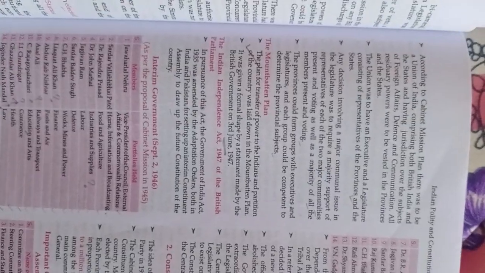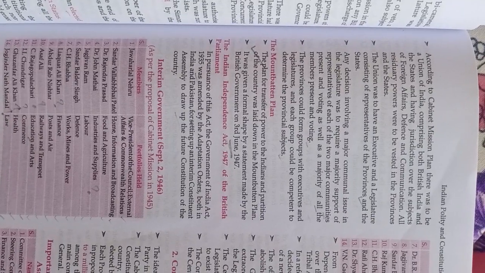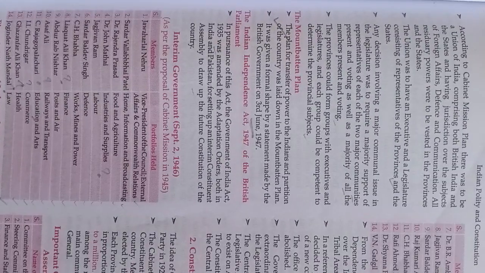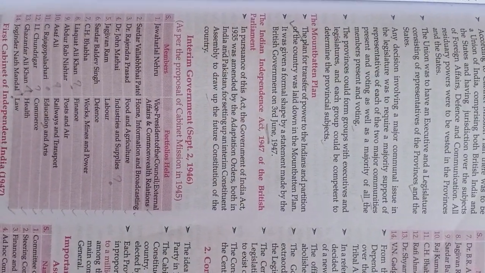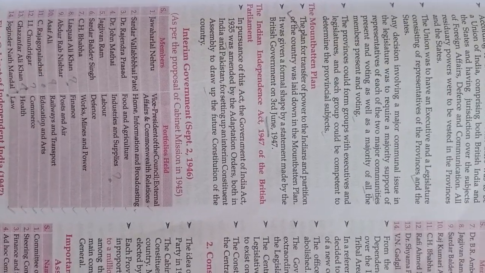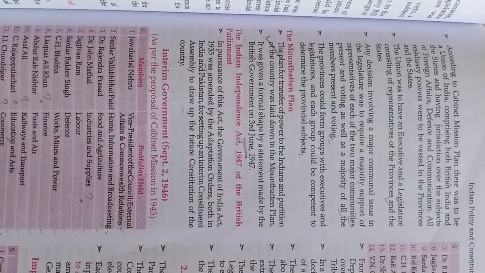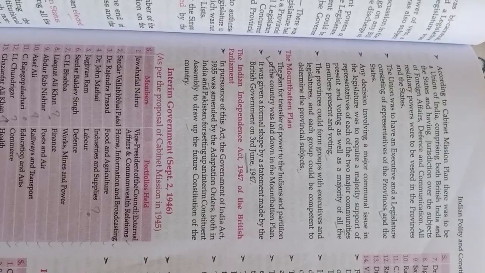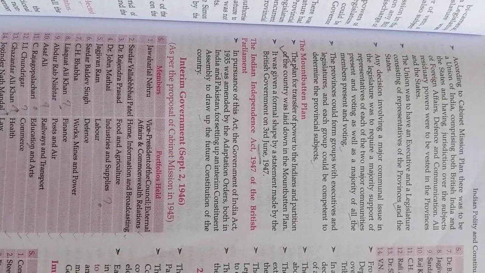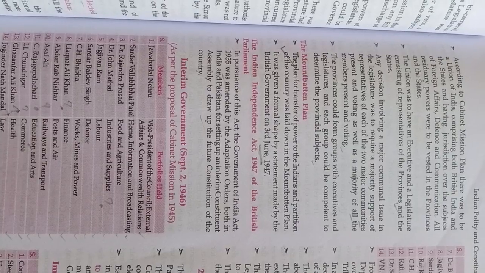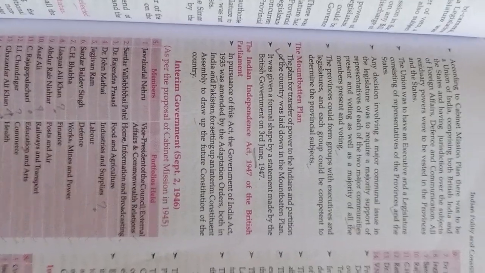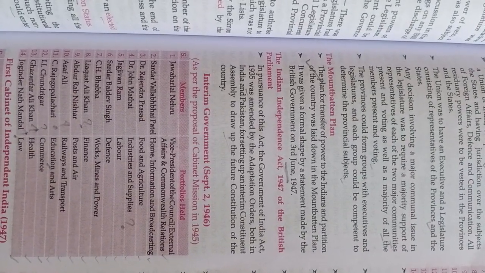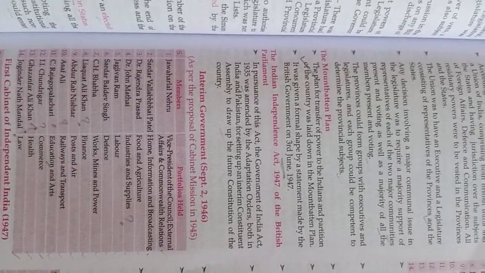According to the Cabinet Mission Plan, there was to be a Union of India comprising both British India and the states and having jurisdiction over the subjects of foreign affairs, defence and communication. All residuary powers were to be vested in the provinces and the states. The Union was to have an executive and a legislature constituted of representatives of the provinces and the states. Any decision involving a major communal issue in the legislature was to require a majority support of representatives of each of the two major communities present and voting, as well as a majority of all the members present and voting. The provinces could form groups with executives and legislatures, and each group could be competent to determine the provincial subjects.